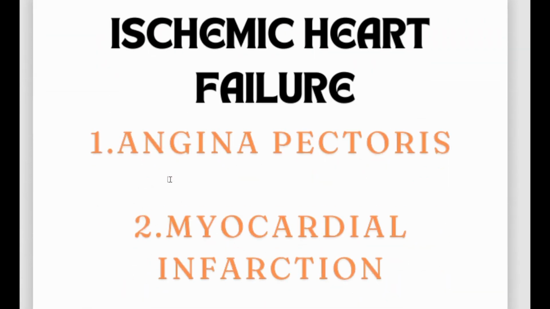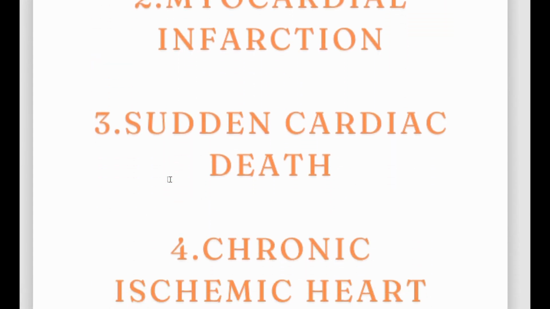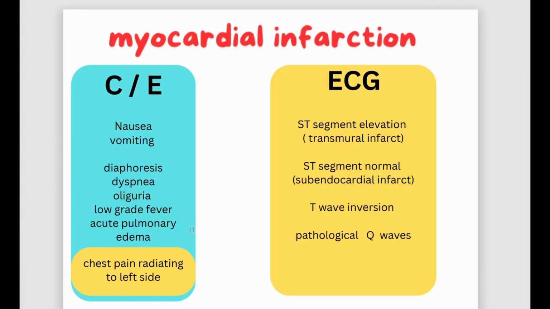In ischemic heart disease, there are four presentations. First one is angina pectoris, second one is myocardial infarction, third one is sudden cardiac death, fourth one is chronic ischemic heart disease. Make sure you know all of this. So now let's move to the myocardial infarction.